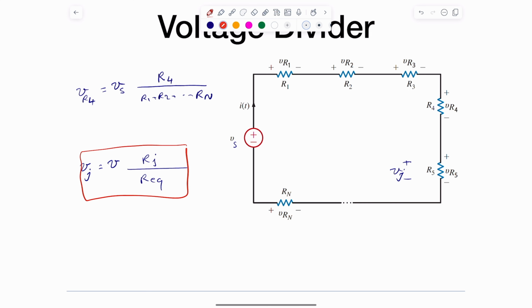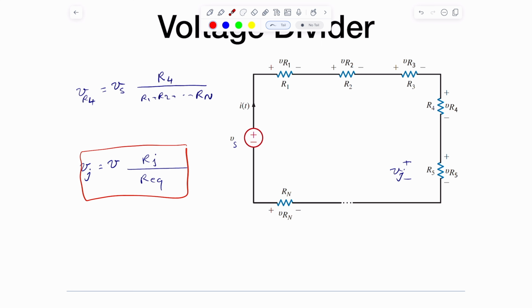Again, this fraction Rj over R equivalent is less than or equal to 1. So all of these voltages are smaller than the source voltage V. Again, we say that this voltage source got divided between R1, R2, R3, R4, and so forth. This is why it's called voltage division.